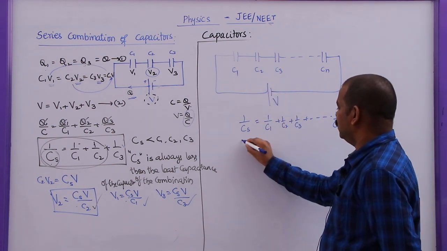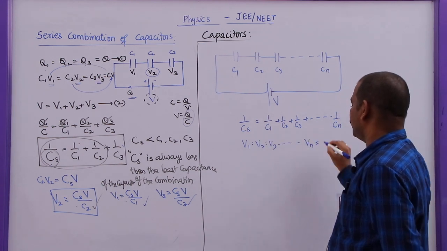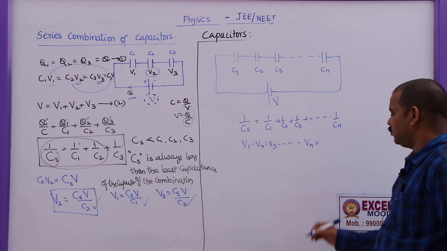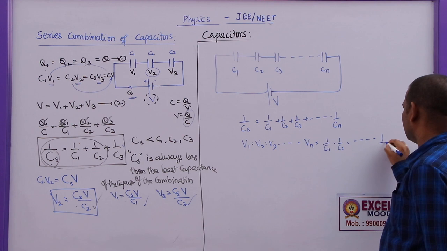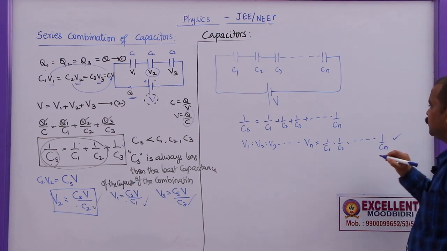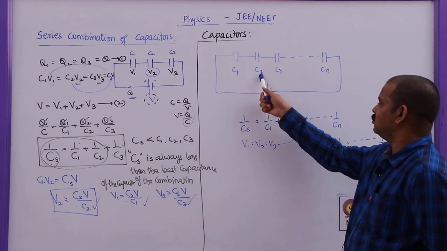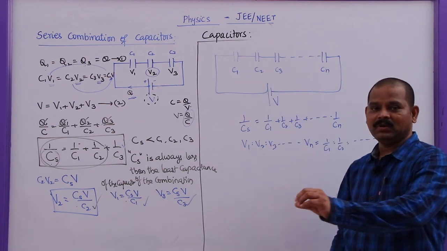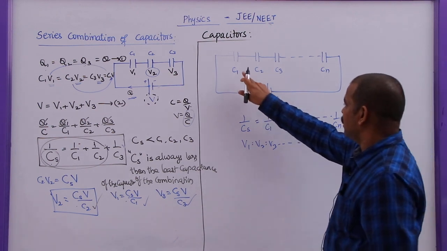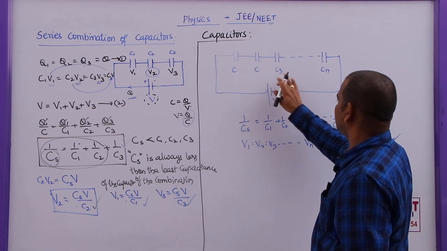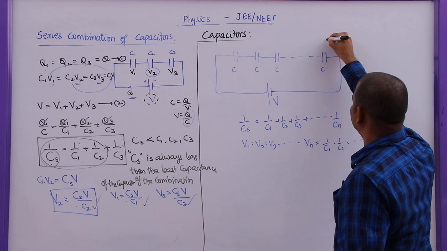Similarly, here also the ratio of the potential drop across this combination is given by V1 is to V2 is to V3 up to Vn. This will be 1 by C1 is to 1 by C2 and so on up to 1 by Cn. This is for non-identical capacitors, that means C1 is not similar to C2 and these are different. Now let us say I take similar capacitors. Similar capacitors means the capacitance of this one is C, this is also C, this is C, this is C.